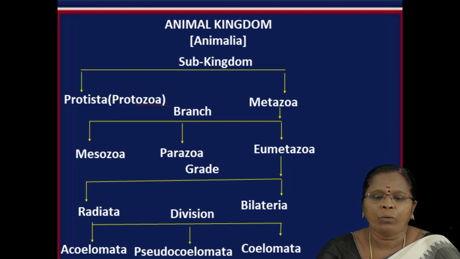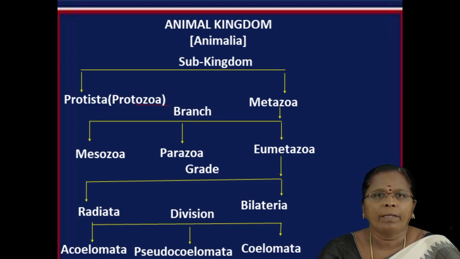They are divided into two groups mainly based on cellularity. First one, the subkingdom Protista. All the microscopic and unicellular organisms are placed in the Protista. And the second group, all the multicellular organisms are placed in the subkingdom Metazoa. What is meant by unicellular? Here, the cell is an organism. All the activities, for example reproduction, excretion, respiration, etc., are carried out by the single cell. Example, amoeba is a unicellular organism.